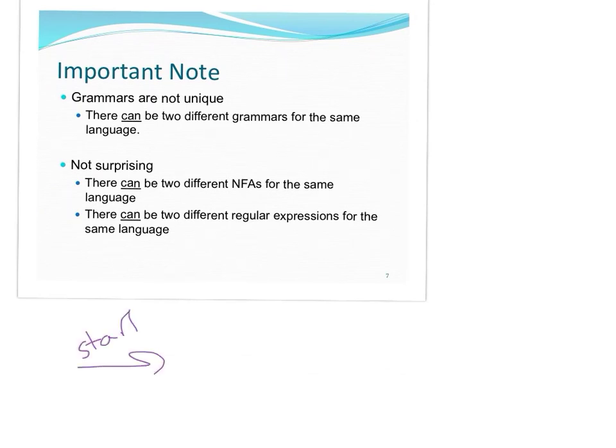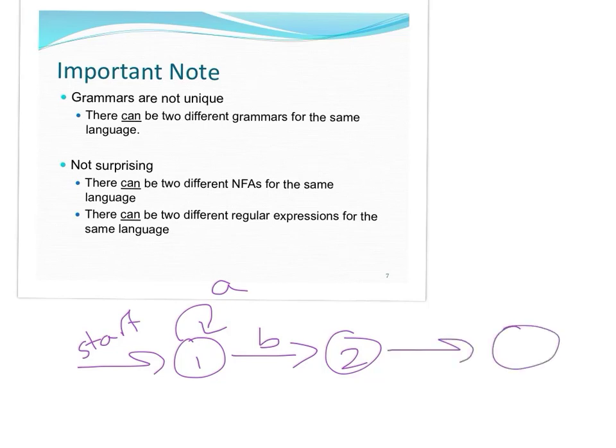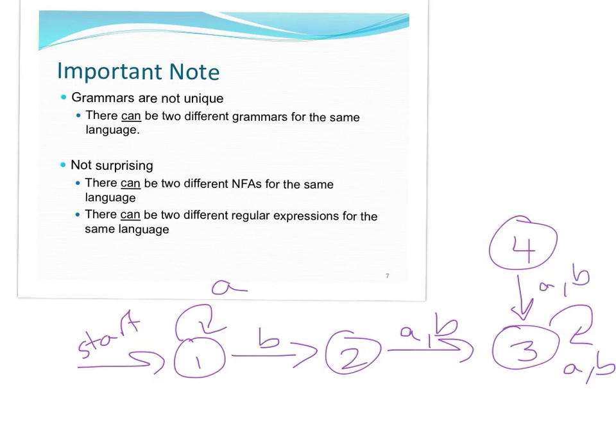We had our start, and we had A looping, and B going to state 2, and then we had our garbage state over here, which had an A, B loop. That's a minimal state DFA. But what if I added state 4 here, and I said state 4 looks like that.